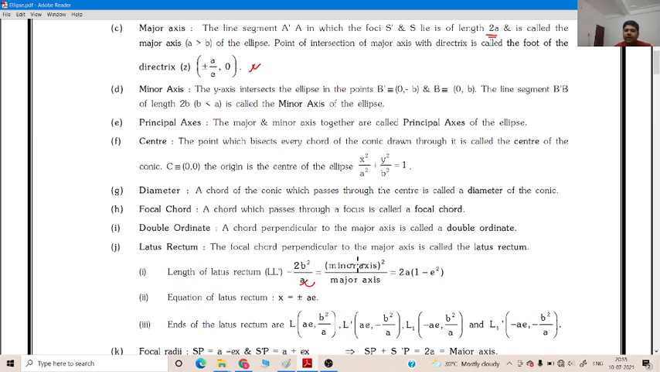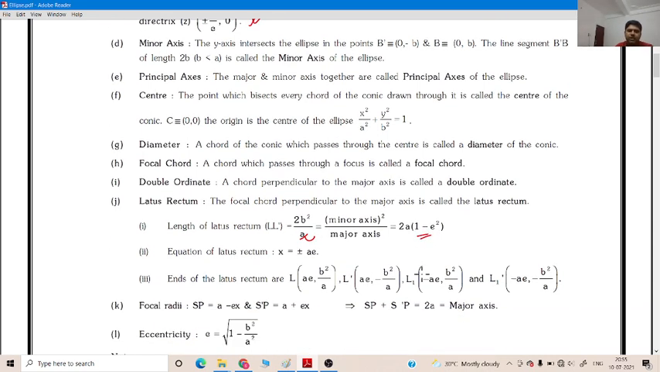Generally, it is the minor axis whole square by the major axis. The minor axis length is twice b, so (2b) whole square, and the major axis is equal to twice a. Two cancels out, and ultimately you have twice b square by a, which is the length of the latus rectum. Also, you can express it in this particular pattern.